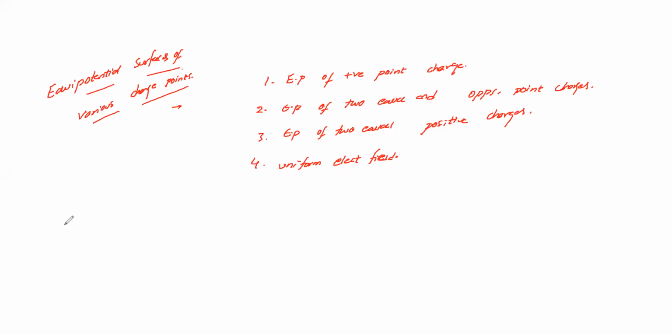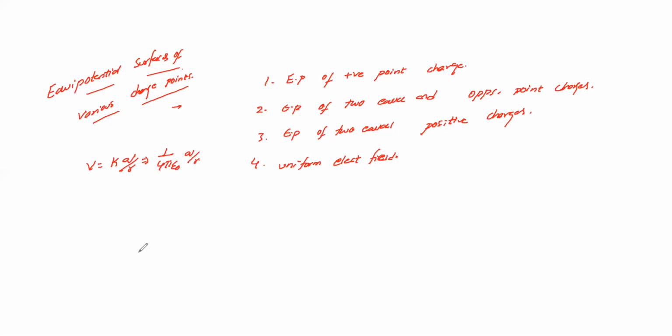Okay, so let's see this one. First point, equipotential surface of a positive point charge, one point charge. When we are discussing one particular point charge, the electric potential at one particular point, V is equal to KQ by R. We already saw this relation, V is equal to KQ by R, where K is equal to 1 by 4 pi epsilon naught. Okay, let's see how the potential lines will look.